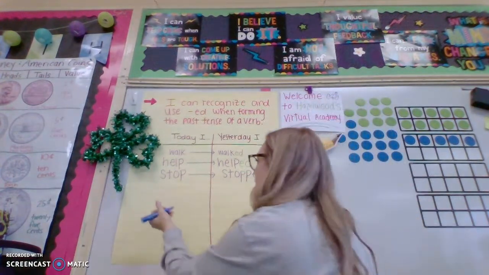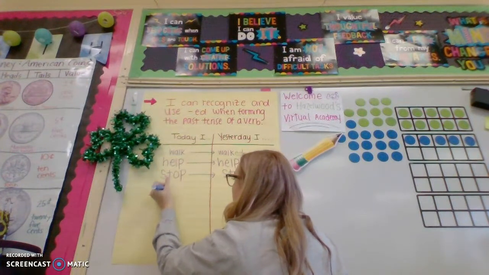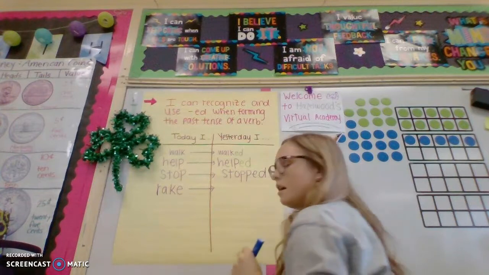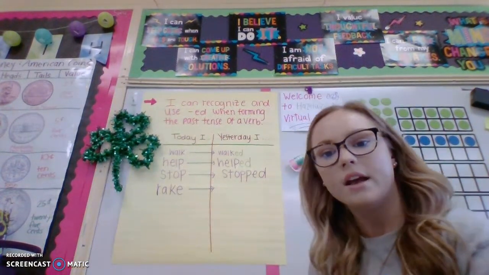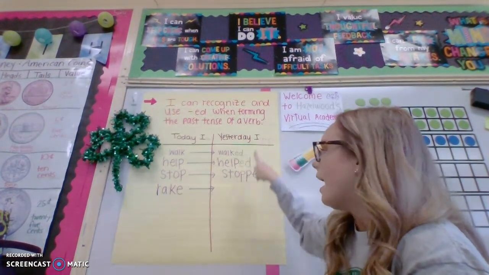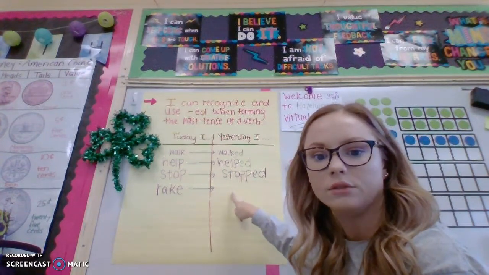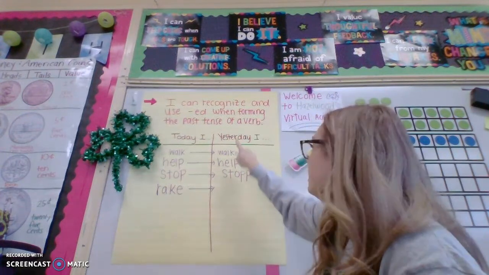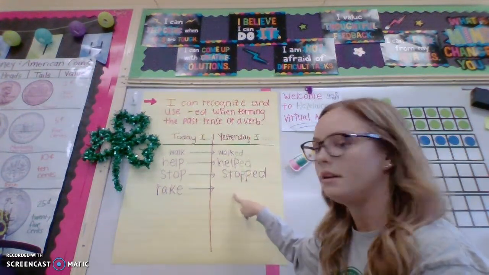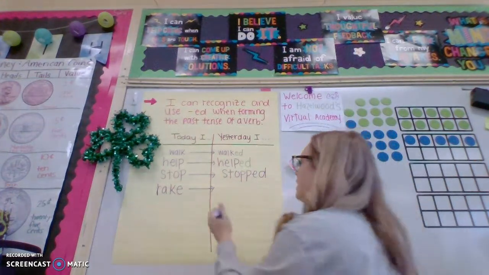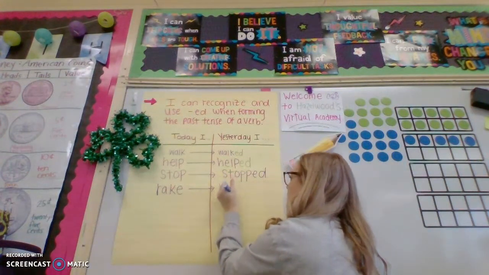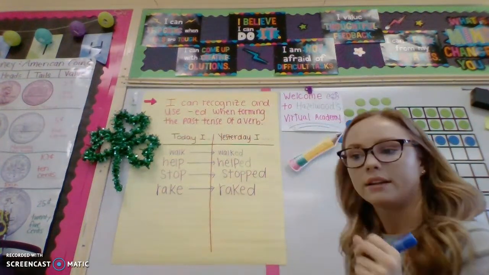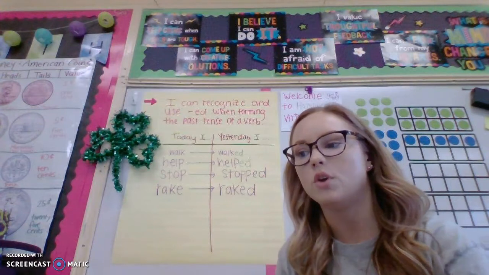Let's do another one. Let's do the word rake. What am I going to do to the word rake for under yesterday I? What can I do to make that sound right and make sense and mean that it happened in the past? It happened yesterday. Yesterday I raked. We're going to add the ed on the end. Yesterday I raked.